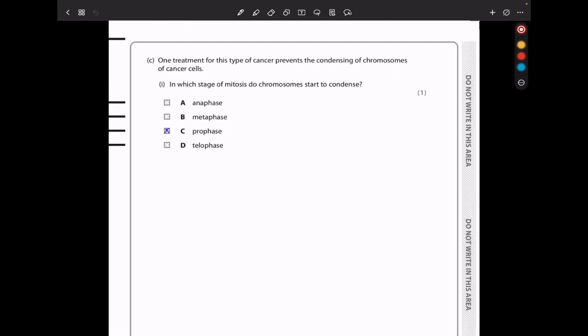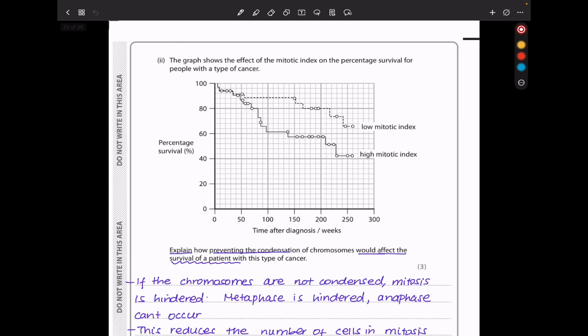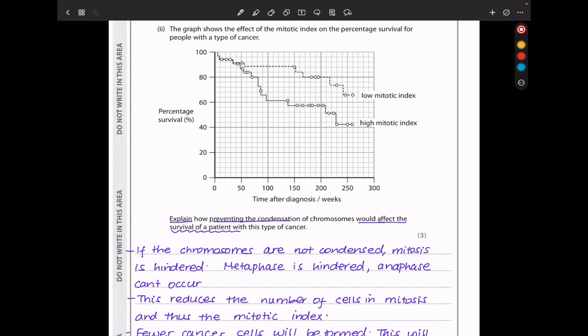Multiplying by 100 gives us a percentage mitotic index for comparison with other data. One treatment for this type of cancer prevents the condensing of chromosomes of cancer cells. In which stage of mitosis do chromosomes start to condense? This is going to be prophase. Next, they say the graph shows the effect of the mitotic index on the percentage survival for people with a type of cancer. On the vertical axis, we have the percentage survival, and down here we have the time after diagnosis. So those who have low mitotic index and those with high mitotic index both have a decrease in the percentage survival, although those with high mitotic index have greater decrease in comparison to those with low mitotic index.